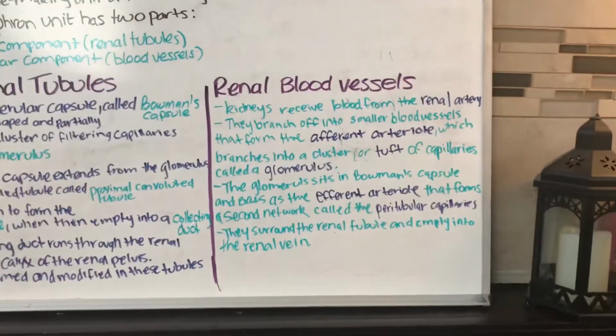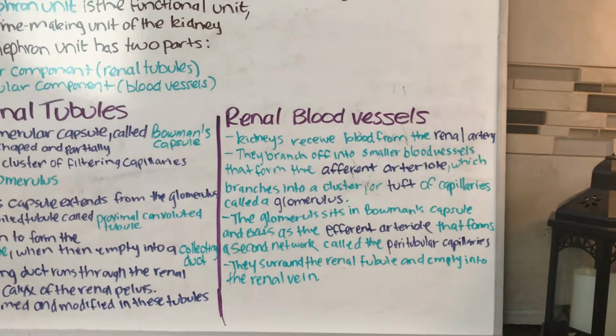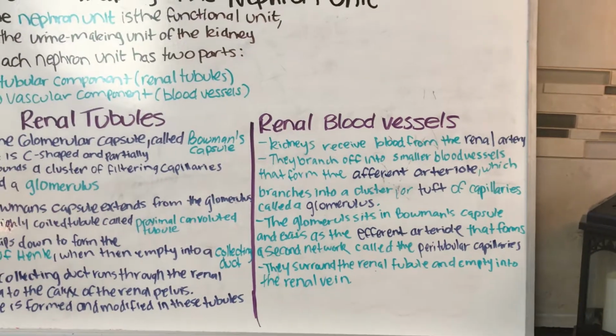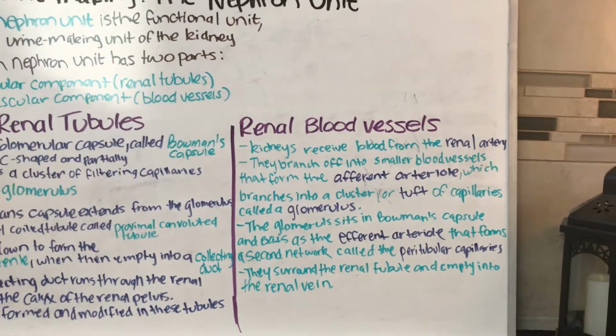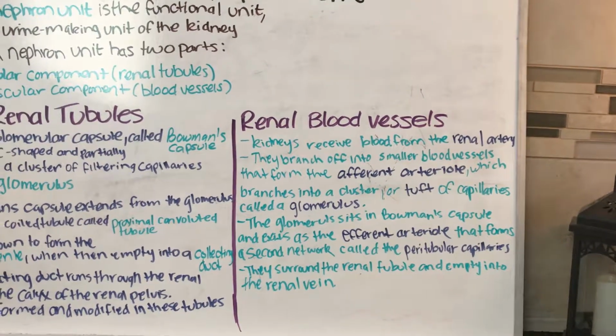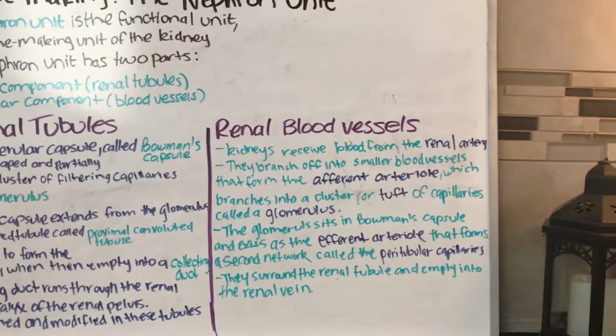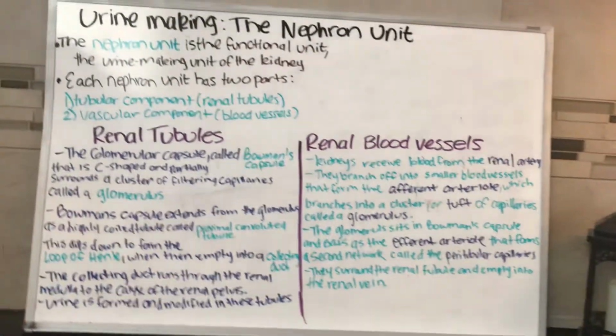And then in your renal blood vessels, you have the renal artery, which forms the afferent arteriole, which then goes into the tuft of the capillaries called the glomerulus. And then from there, it goes to the efferent arteriole, it goes to the peritubular capillaries, and then out through the renal vein. So that is your nephron unit.